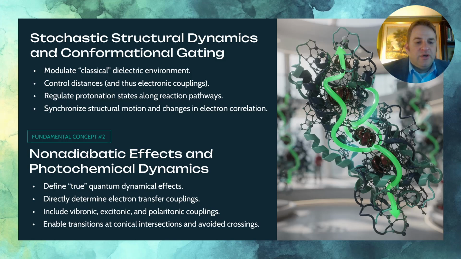are called true quantum dynamic effects, non-adiabatic effects, and ultrafast photochemical effects. Now, these are directly related to, for example, electron transfer couplings or excited state couplings. They can include vibronic, excitonic, and polaritonic couplings, and they enable transitions at what the chemists call conical intersections and avoided crossings, where these true ultrafast quantum dynamics occur.